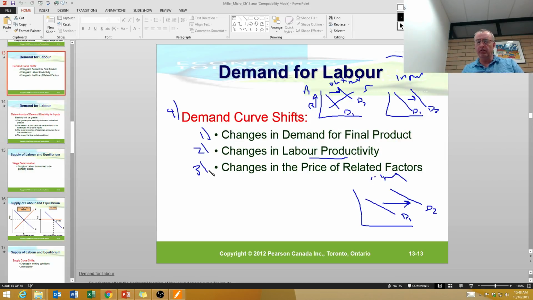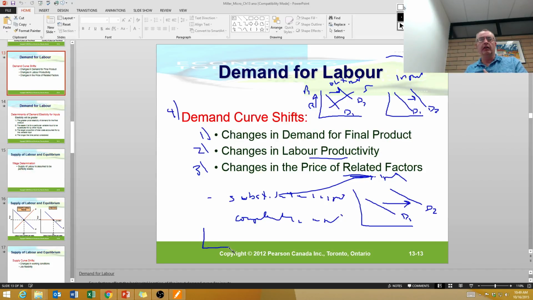Okay, so the third factor that can affect the horizontal location of the demand curve for the input is changes in prices of related factors. So this can either be substitute products or substitute inputs, or complementary inputs. Okay, so as we'd kind of expect, the demand curve for the input moves in the same direction as the price of a substitute.